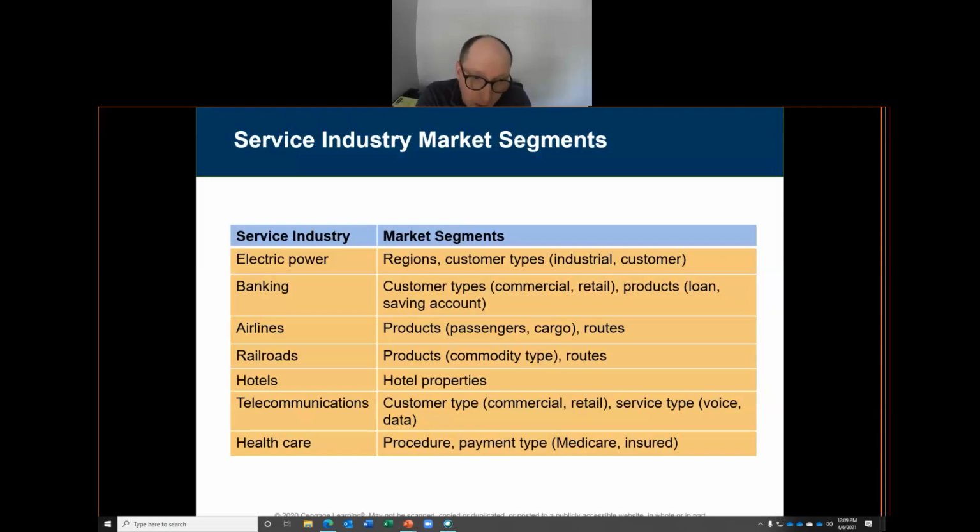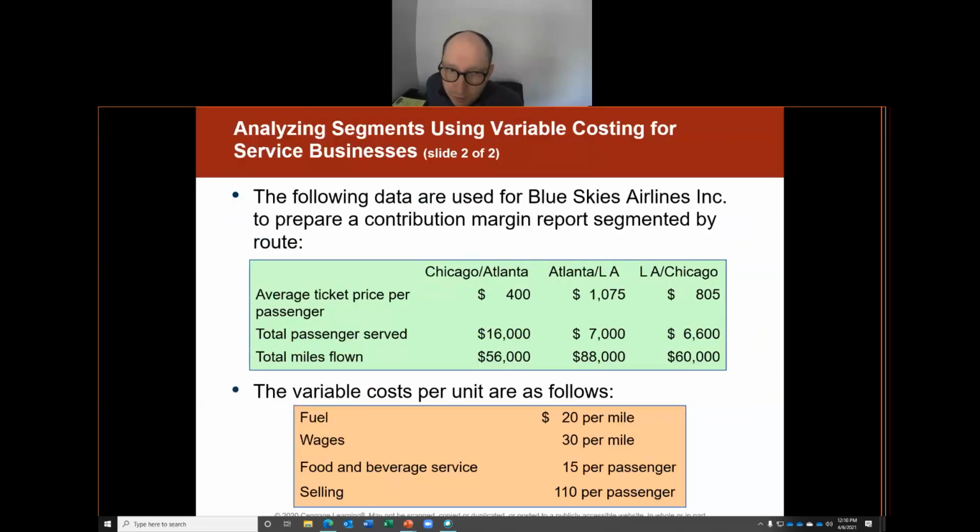So we can see hotels. The market segments are hotel properties. Typically, these are found within regions. So, for example, for those of you in the hotel or hospitality business, you could look at your market segments, which are based off of the region that you're in, and compare your property to other properties in the area. Just fun, interesting stuff, right?